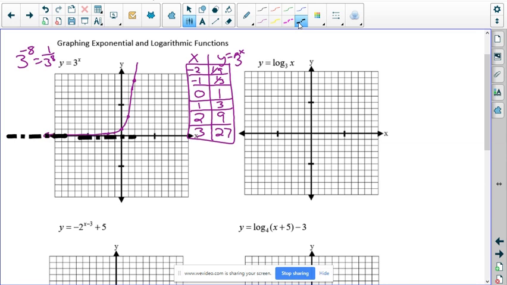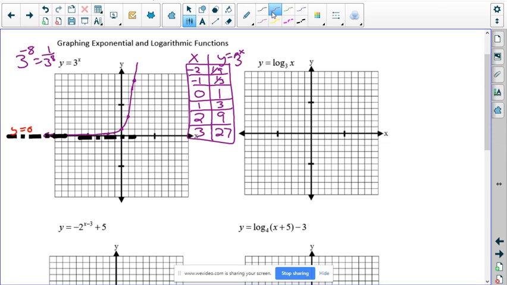What happens here is we have a horizontal asymptote at y equals 0. So at y equals 0, we have a horizontal asymptote. That's what we're going to be approaching with that function 3 to the power of x, as x becomes really negative.